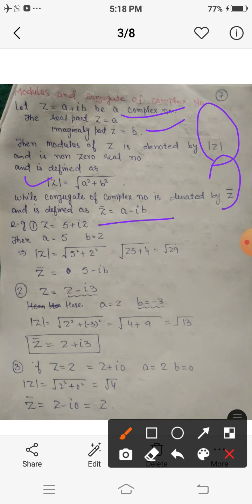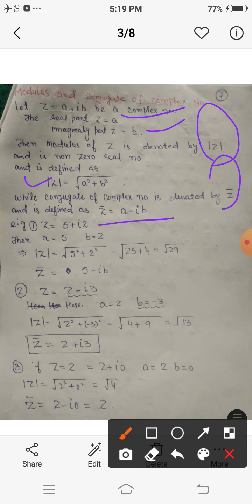When we change the sign of the imaginary part of a given complex number, we get its conjugate complex number. Here mod of z is not the same as for the real numbers, because for real numbers, if a is real, mod a is always greater than or equal to 0. But here this denotes root of a square plus b square. It is a non-negative real number.